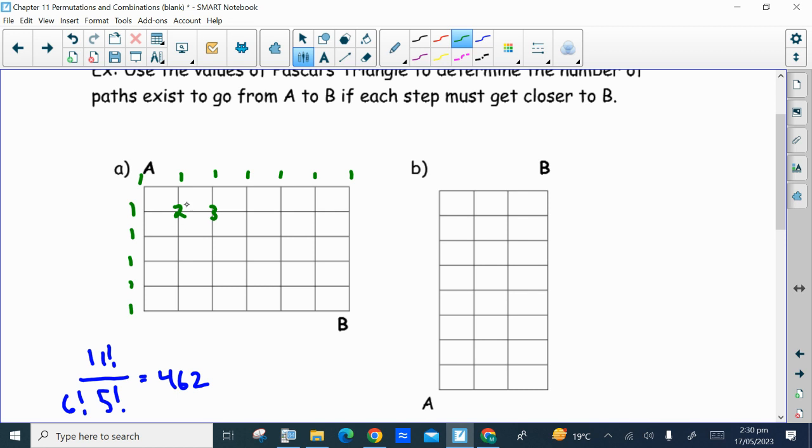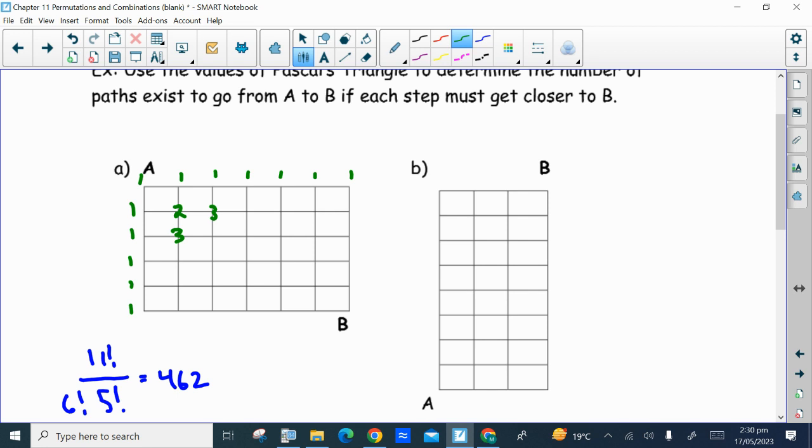If there's 2 ways to get to this point on the side and 1 way to get to the point above, that gives you your 3 ways. So you're just using the same pattern from Pascal's triangle. You're adding the 2 numbers directly above together to get the missing number. This point right here, you can only get there from above or from the left, so you're going to add those 2 numbers together. 1 plus 2 is 3.